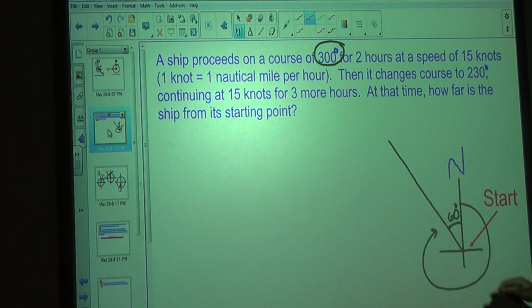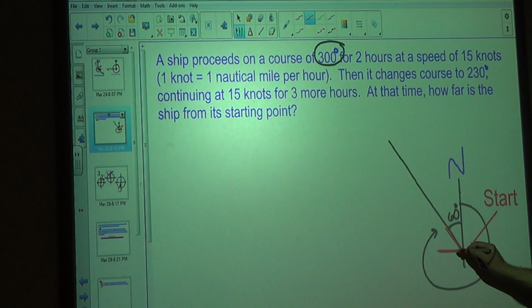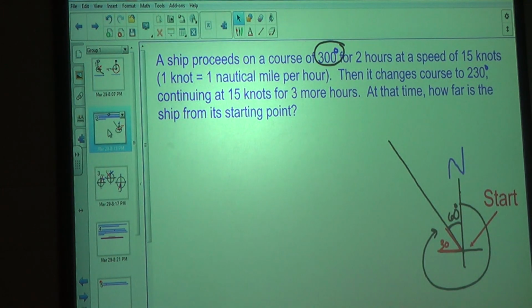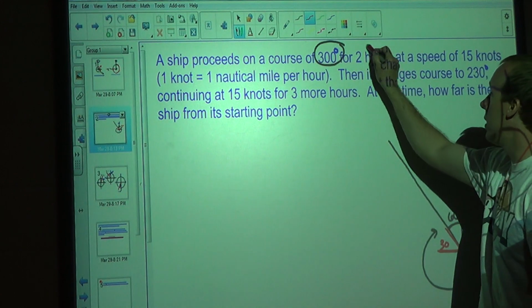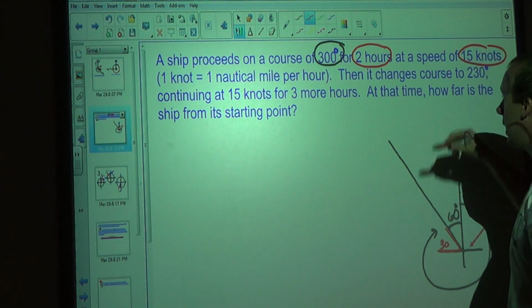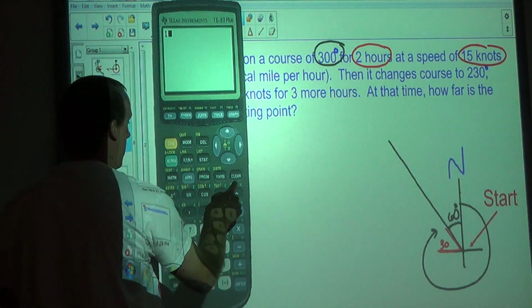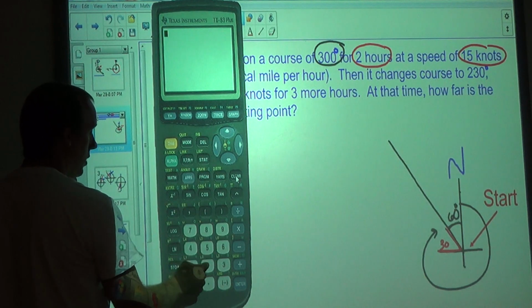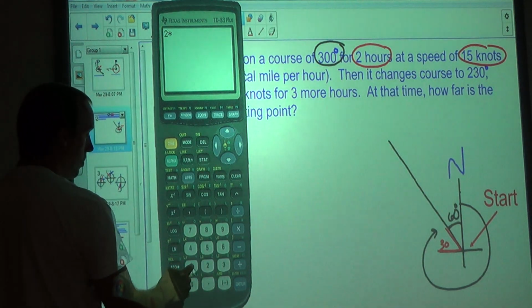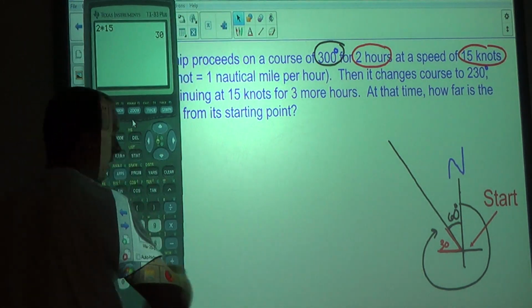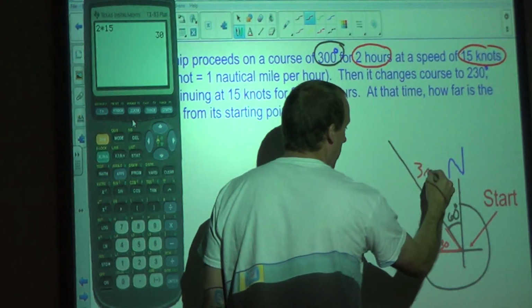Another thing I like to label sometimes is this other angle here in this corner. If that's 60, I know this makes a 90, which means this would have to be 30. According to my drawing, that's not drawn very proportional, but as long as I label it correctly, we're good. Now it's going for 2 hours at a speed of 15 knots, so all I would do is take 2 hours times 15 nautical miles per hour. That gives me 30 total miles that I would have traveled there. So I'm going to label this as a 30.